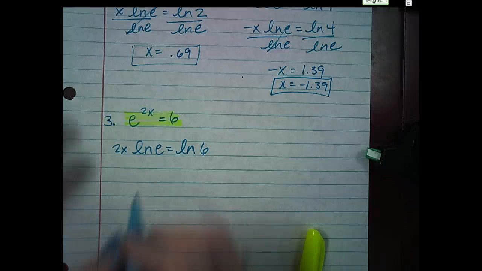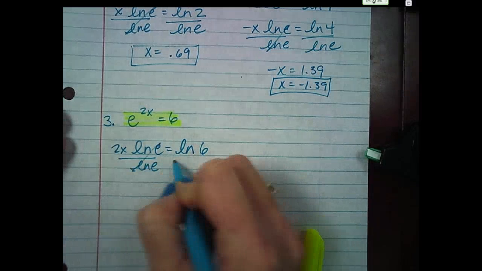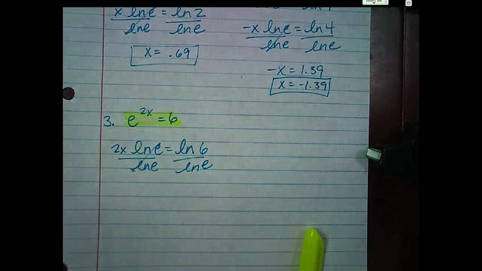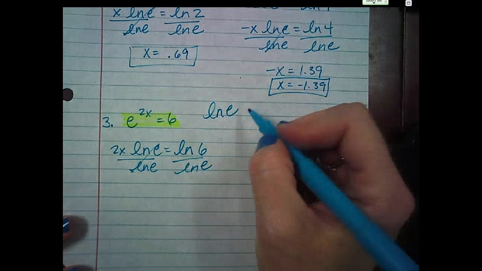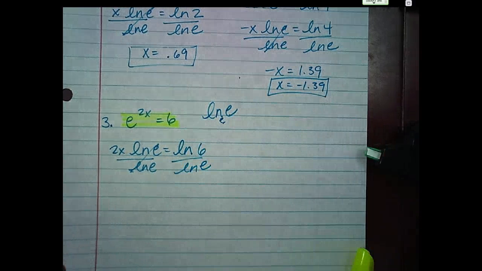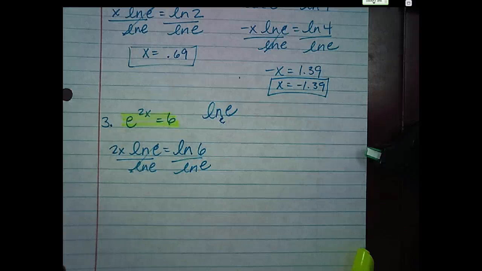Divide both sides by the natural log of e first. What is the natural log of e? No, it's 1. Every time we're dividing by the natural log of e, what are we dividing by? When I ask you what is the natural log of e, I'm asking you what exponent gets me from e to e. What is it? 1. So you don't technically ever have to divide by the natural log of e, you're just dividing by 1.